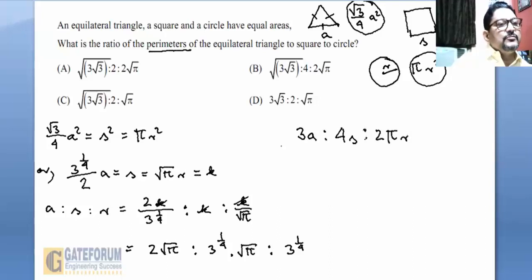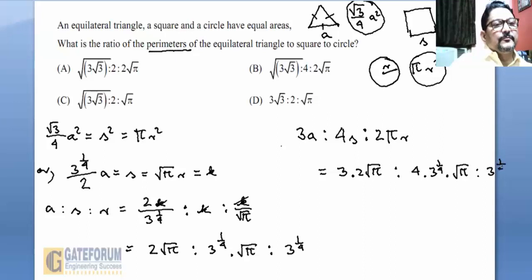So what will be their ratio? Their ratio would be equal to 3 into 2 root pi is to 4 into 3 to the power 1/4 into root pi is to 3 to the power 1/4 into 2 pi. So first, let us eradicate the pi's. So we can say that this would be equal to 3 into 2 is to 4 into 3 to the power 1/4 is to, if we divide the whole thing by root pi, 2 into 3 to the power 1/4 into root pi.